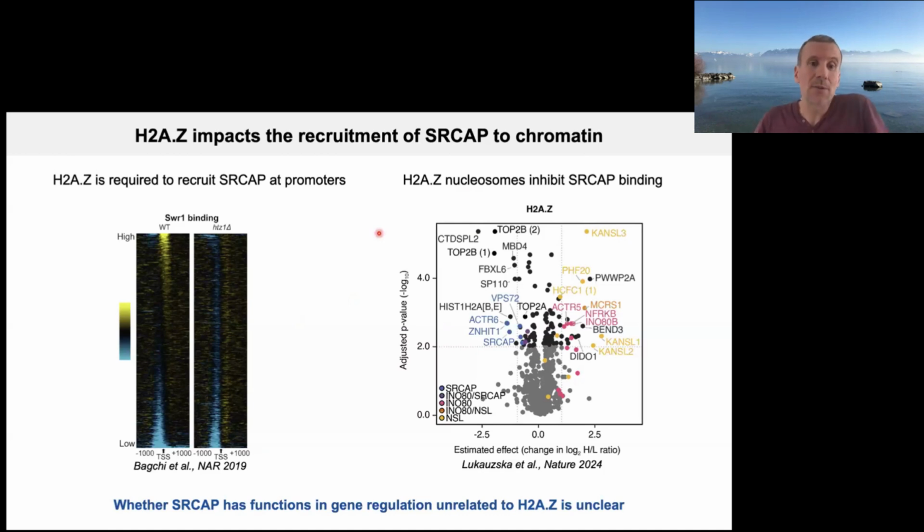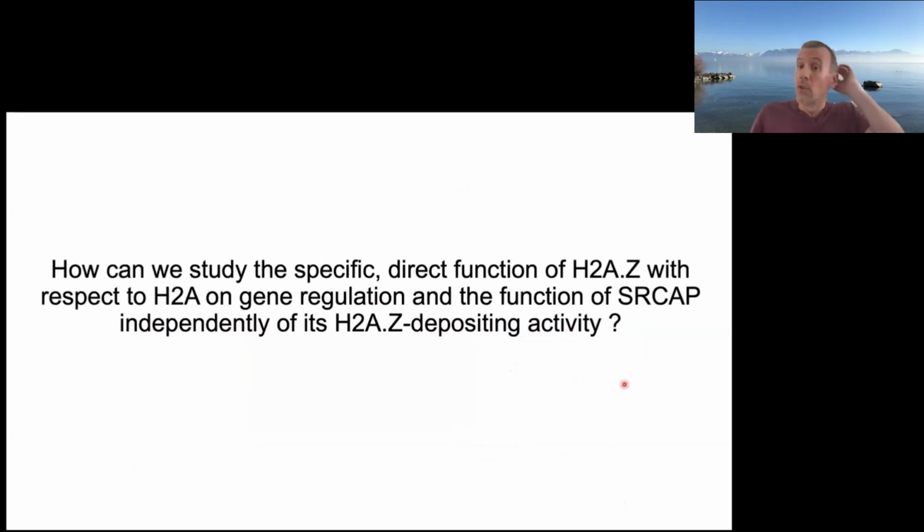And now, whether SRCAP has functions in gene regulation that are unrelated to H2A.Z is not entirely clear. So now the question is, how can we study the specific and direct function of H2A.Z with respect to H2A on gene regulation, and the function of SRCAP that is independent of its H2A.Z depositing activity?